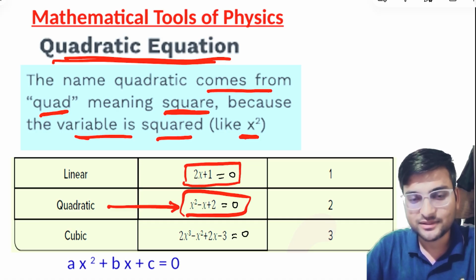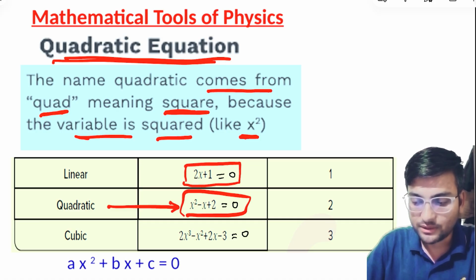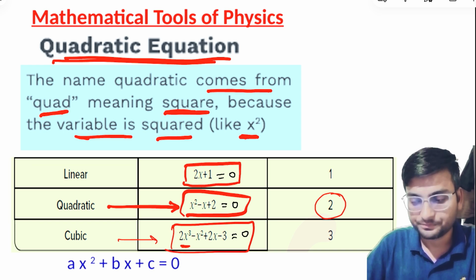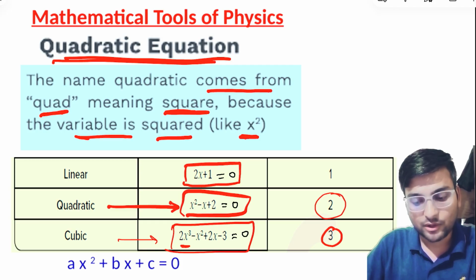Further we will discuss this in the case of alpha and beta also. Here you see that the highest power of x is 2. In a cubic equation, the highest power of x is 3. That is called a cubic equation. Because our topic is quadratic equations, we are generally discussing only quadratic equations here.